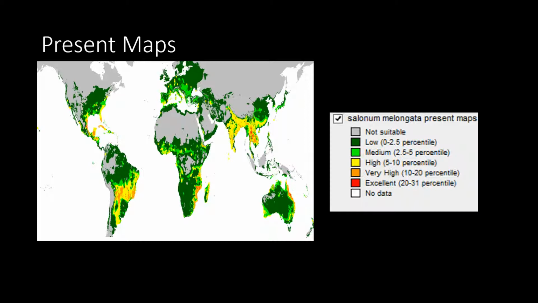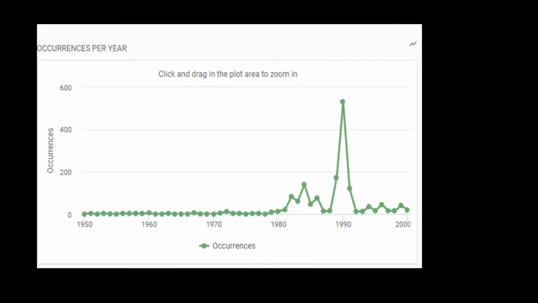The results. Present maps which show the current distribution of eggplants throughout the globe. Dark green being the lowest and red being the highest. This map shows the current occurrences of eggplants from 1950 to 2000.